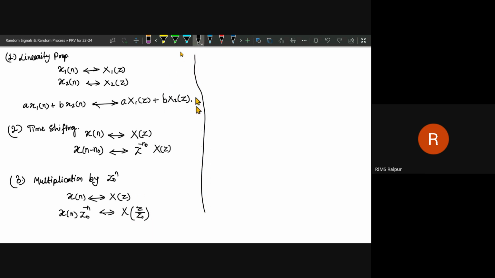Next is the time reversal property. If we have an input sequence x of n whose Z transform is capital X of Z, then if we reverse the time frame, or we can say if we write x of minus n, then in the Z domain it will be X of Z raised to the power minus 1, like this.